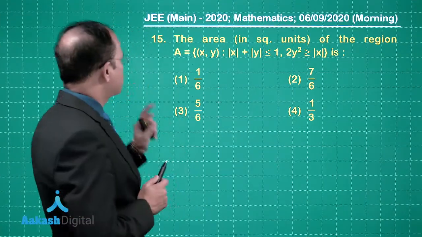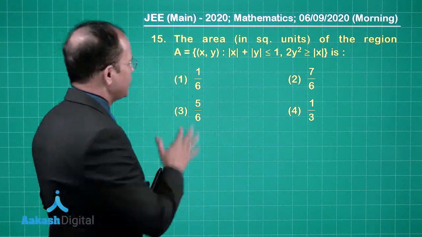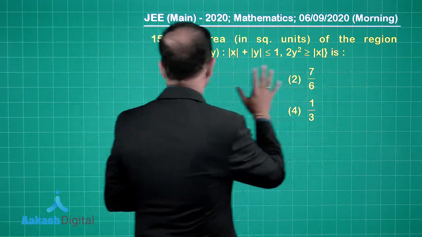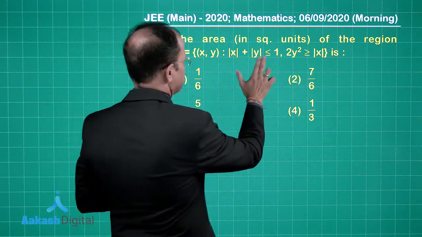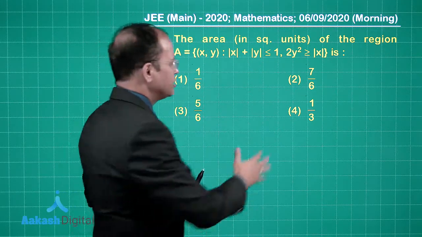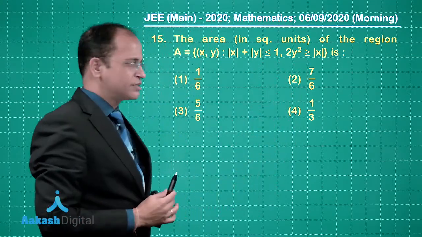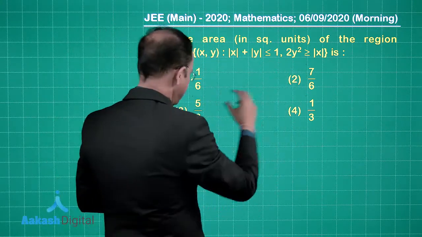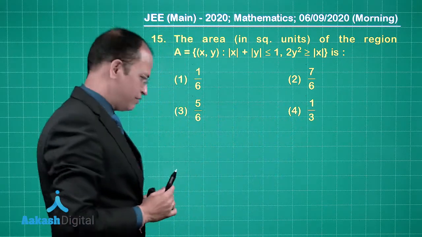Now friends, let's talk about question number 15. The area in square units of the region A equal to (x, y) such that mod of x plus mod of y is less than or equal to 1 and 2y square is greater than or equal to mod of x. The options are 1 by 6, 7 by 6, 5 by 6 and 1 by 3.